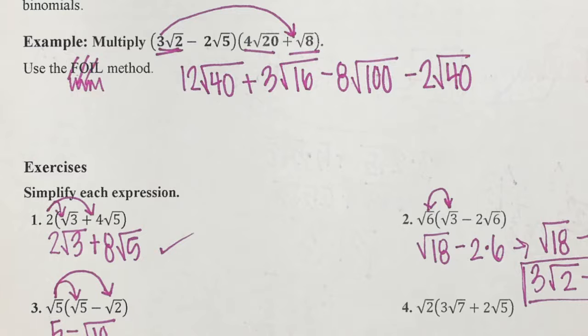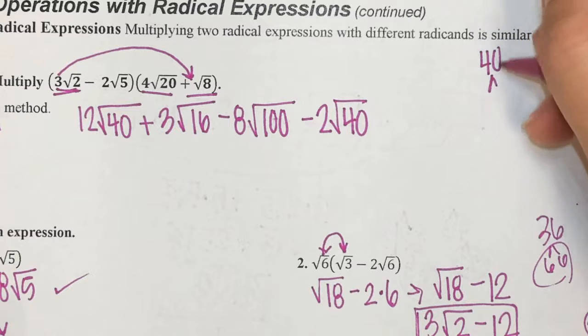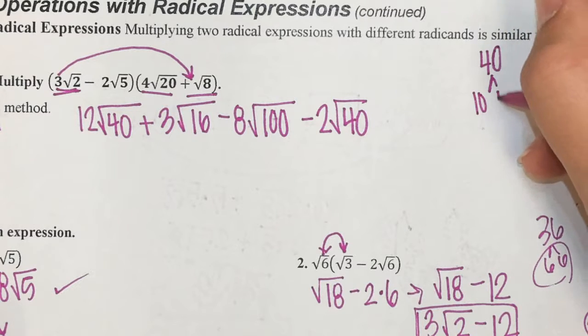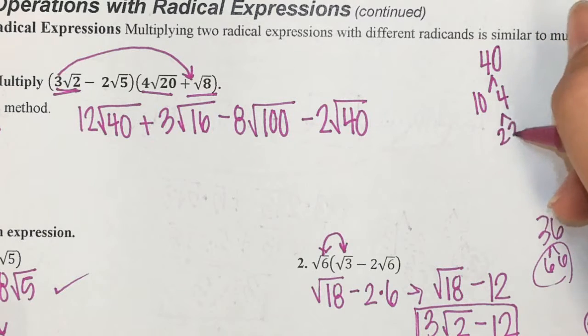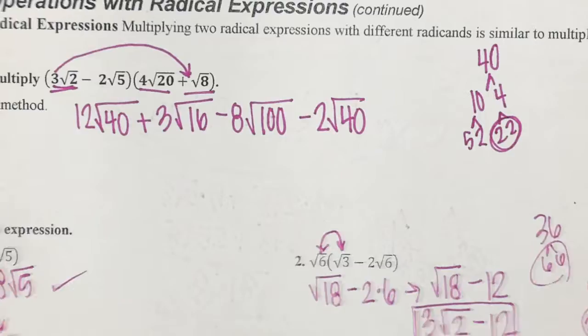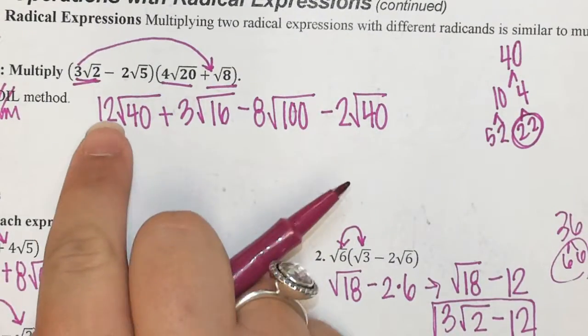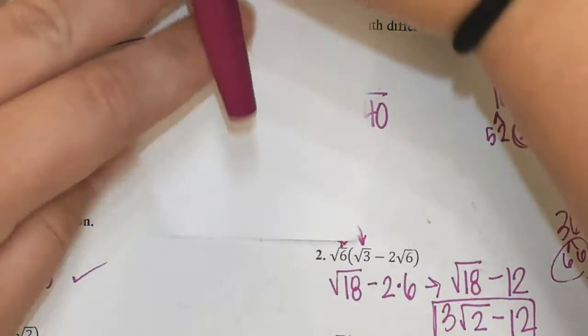No, we're not done. Okay, for now, let's go over here, let's go to the side. Let's break down 40. What's 40 break down to be? 10 and 4, 2 and 20. 10 and 4. 4 breaks down to be 2 and 2. 10 breaks down to be 5 and 2. I can only circle one set. So I'm looking at just 12 square root of 40. The rest of this I'm not even looking at.